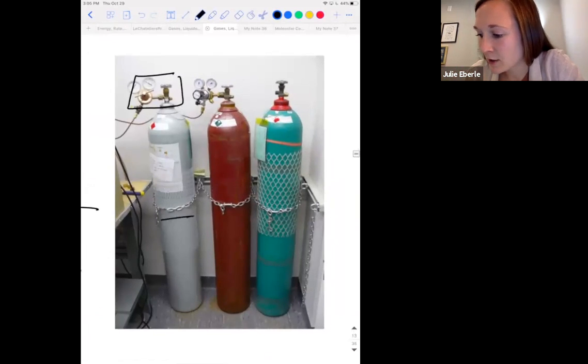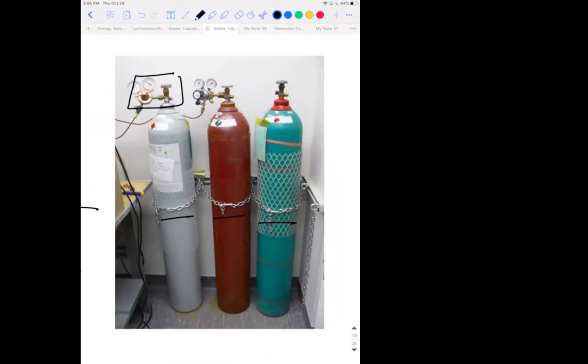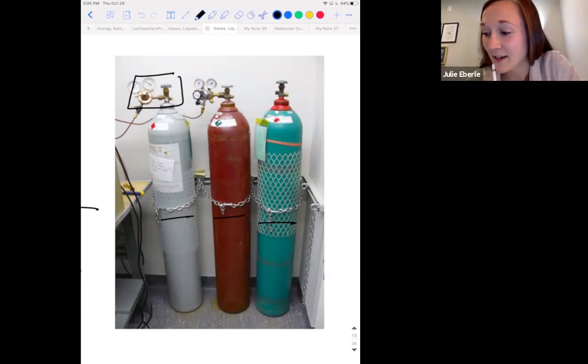Now, has anybody noticed they're chained to the wall? Why would they be chained to the wall? Think about it. All that's in there is air, and air is not expensive. It's not like these are valuables we don't want anybody to run off with. So they don't fall over and explode? Yes. One, you don't want them to fall over and explode.